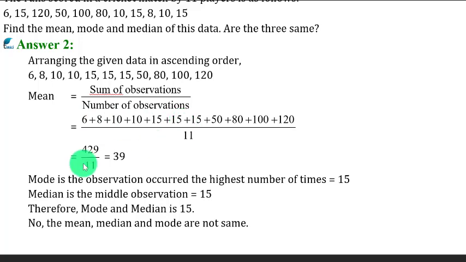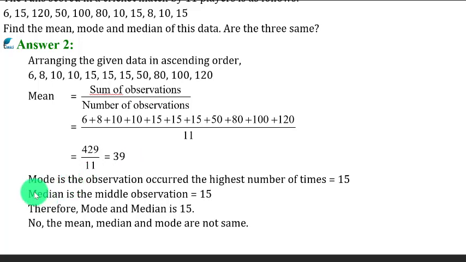So the sum in the numerator is 429 and the denominator is 11. So 11 3s are 33. In 42, you subtract 33, we get remainder 9. So in the unit place 9 is there, so 9 and 9 will be 99. So 11 9s are 99.